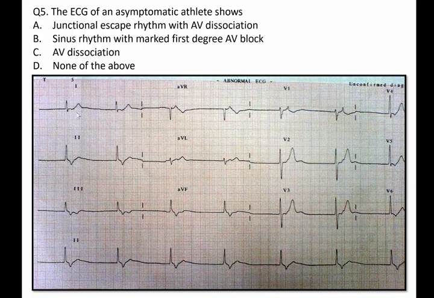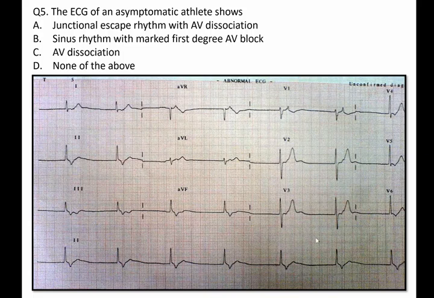And since there are no preceding P waves and the rate is slow, that means if at all there is a sinus node firing, it is occurring at a much slower rate. And that's why the junctional rhythm has taken over as the pacemaker of the ventricles. And since it is coming late, we will call this junctional escape rhythm. Now, ventricular rhythm is controlled by the junctional escape rhythm, but what is controlling the atria?